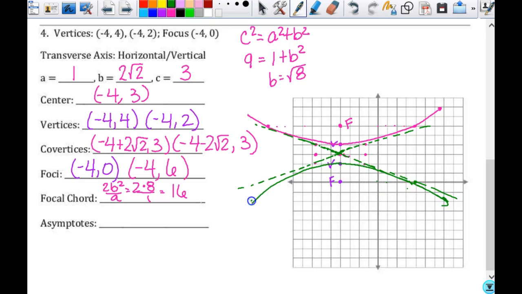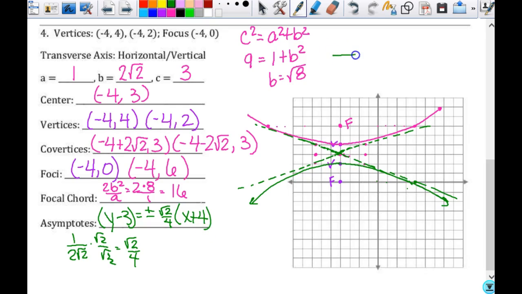And then there. Okay, so our asymptotes are going to be at y minus 3 equals plus or minus, and is this going to be a over b or b over a? A over b. So it's 1 over 2 square root of 2. So when I rationalize, it's going to give me the square root of 2 over what? 4. Square root of 2 over 4, and this is x plus 4.